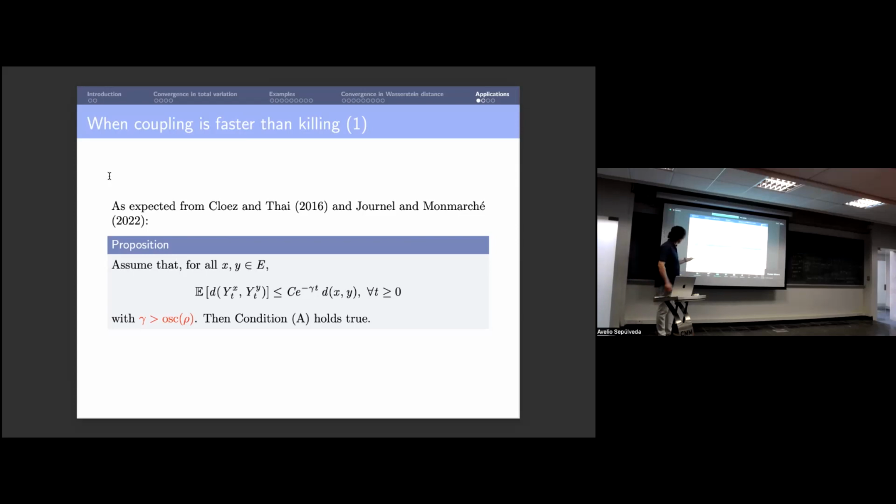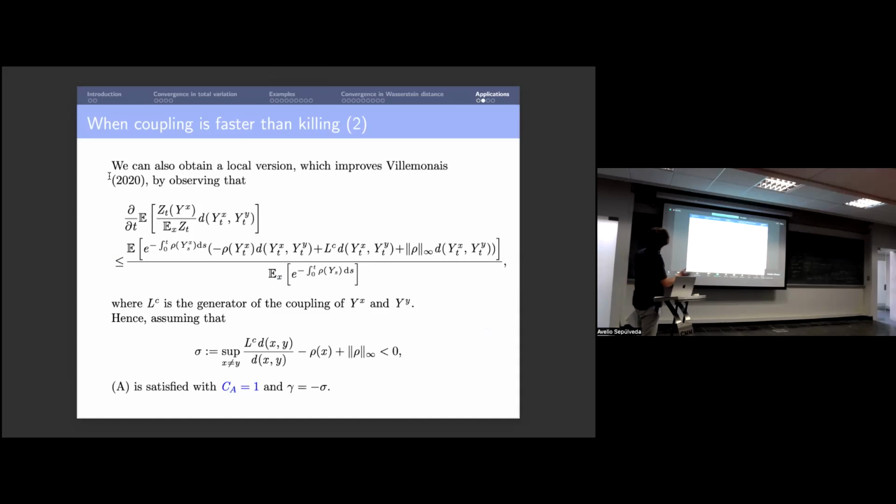It's just trivial. If the unkilled processes contract with rate gamma like that, you simply put that in the condition A. You have the ZT in addition, but ZT you bound by e to the supremum of rho, and then you need to divide by the normalization, and so you get the infimum and you get the difference, right? So this is just trivial. So that's nice because we recover these former results.